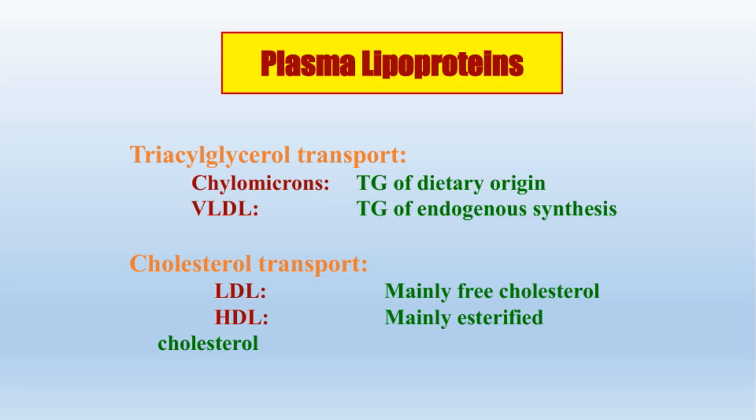Let's take a closer look at how lipids are transported in the blood. Starting with triacylglycerol transport, we have chylomicrons, which are responsible for carrying dietary triglycerides from the intestines to other tissues. These particles are essential for delivering the fats we consume daily. Then we have VLDL, or very low-density lipoproteins, which mainly carry triglycerides that are synthesized endogenously in the liver. These lipoproteins help distribute the body's internal energy stores.